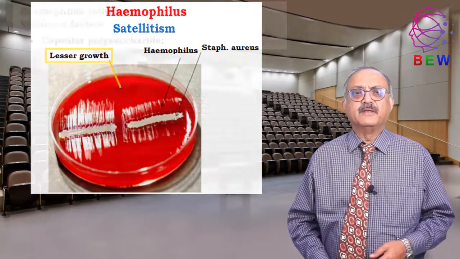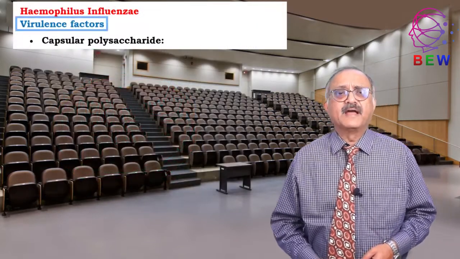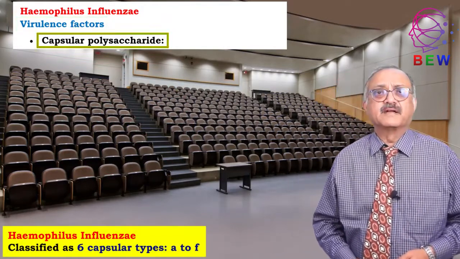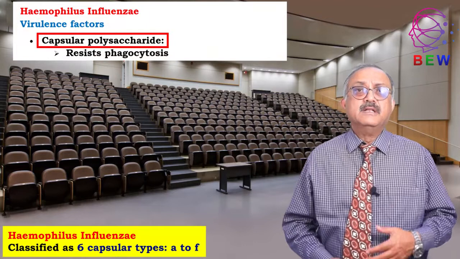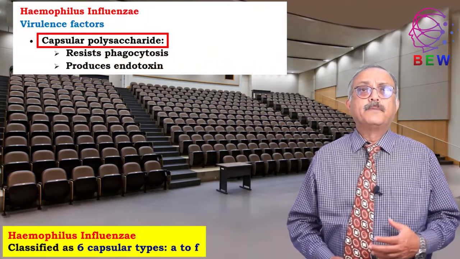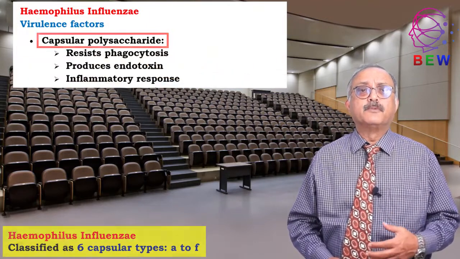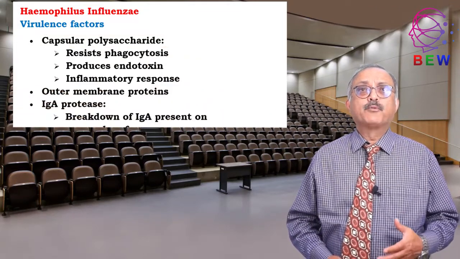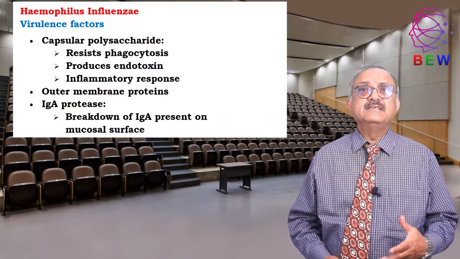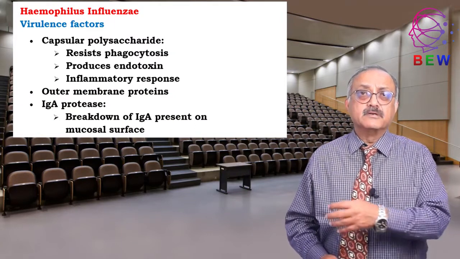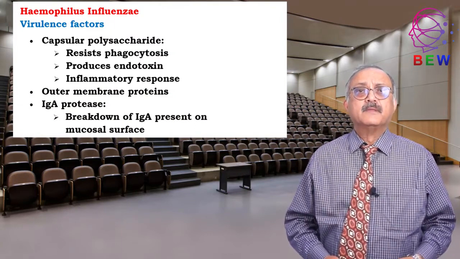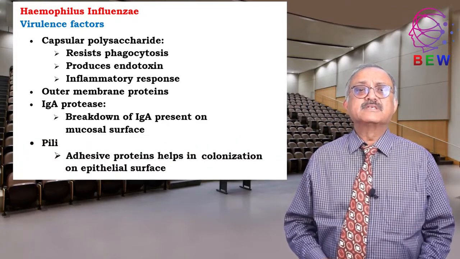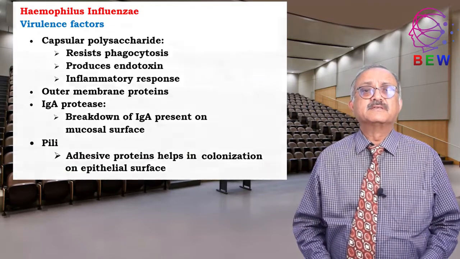What are the virulence factors? Capsular polysaccharide is the most important virulence factor for Hemophilus influenzae. It inhibits phagocytosis. It produces endotoxin, inflammatory response. It's got outer membrane proteins. IgA protease inactivates IgA, which is an immunoglobulin present on the mucosal surface. It's got pili and other adhesive proteins which help in colonization on epithelial surface.